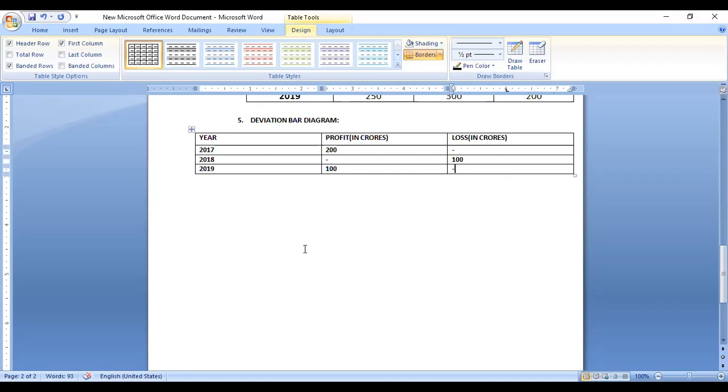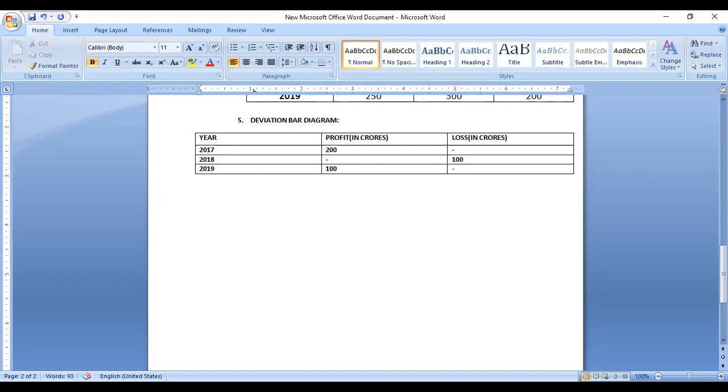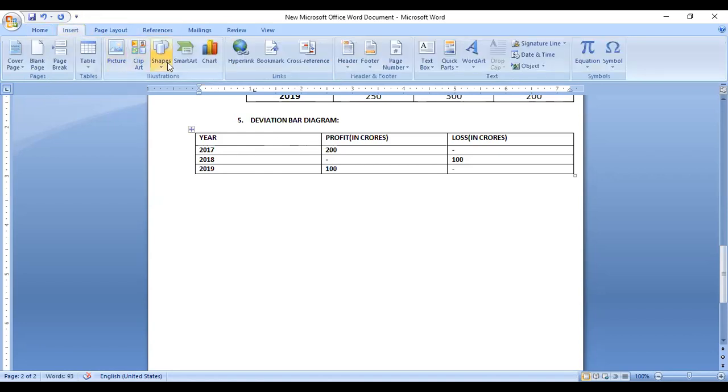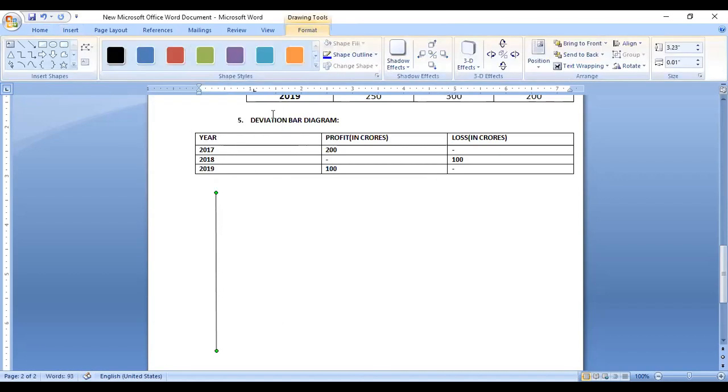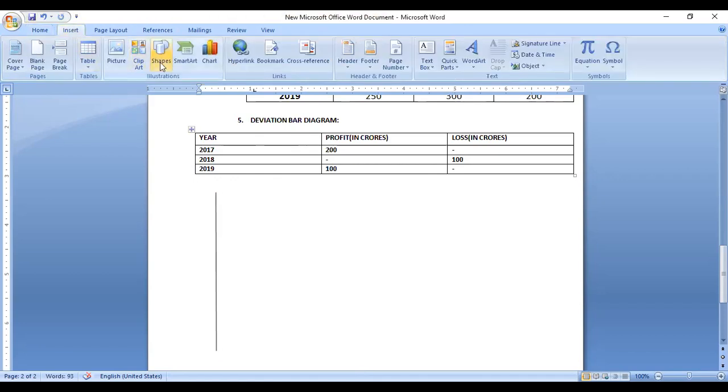Now we have to depict this, and for this a simple bar diagram will not suffice. Subdivided or component bar diagram will not suffice. Percentage bar diagram will not be good. Multiple bar diagram, which we have seen just now, will not be suitable. So we have to take the help of deviation bar diagram. See how it is done. I am showing you.